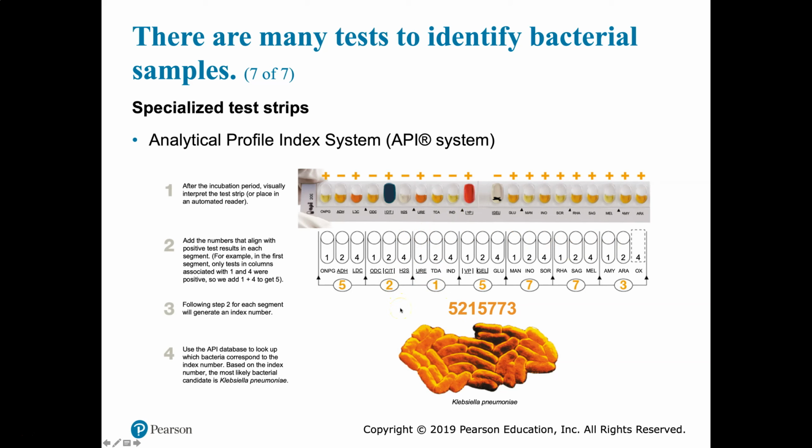You open the book, you go to the number, the list is in numeric order. You go to 5215773 and figure out that it is Klebsiella pneumoniae. Now, there is a problem with this. It's not a huge problem, but it is a drawback.